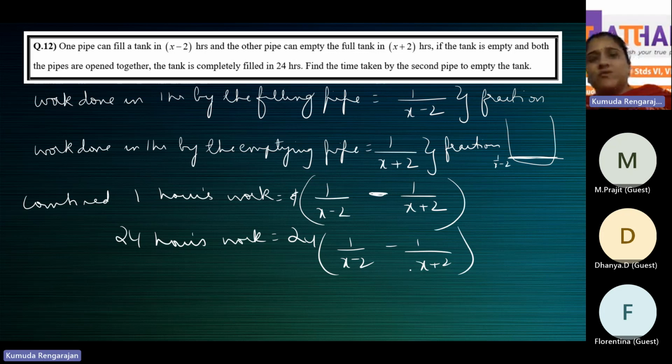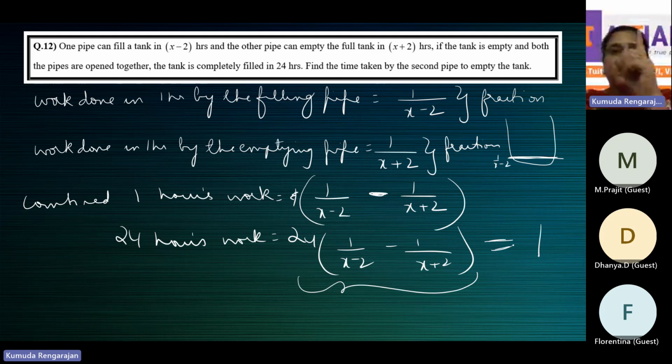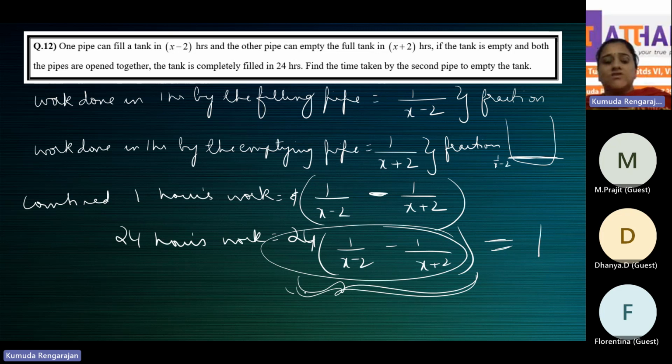Now what happens at the end of 24 hours? The work is done. That means this one is equal to 1. Work is done meaning this fraction becomes 1. Because in fractions, when the work is done, that means it's 1. So if they work for 24 hours, this fraction becomes 1 because the work is done in 24 hours.